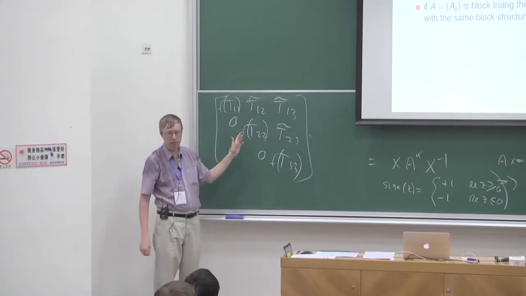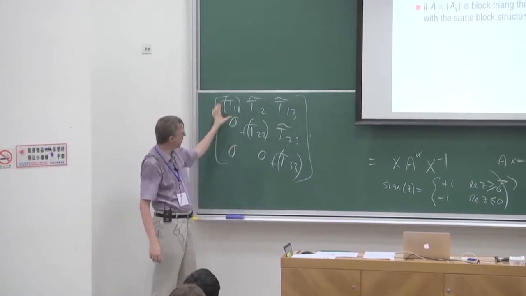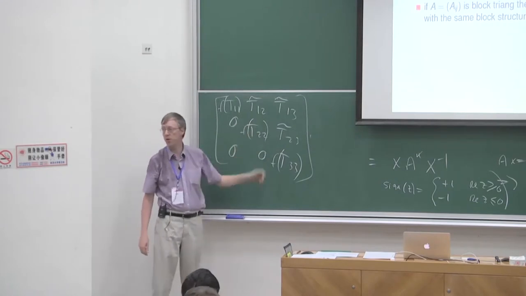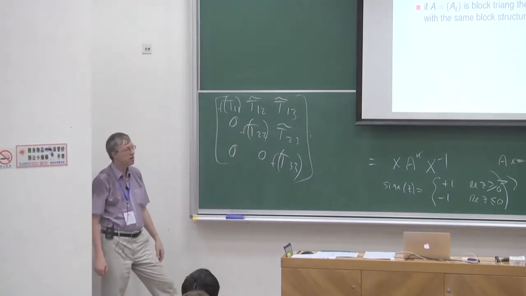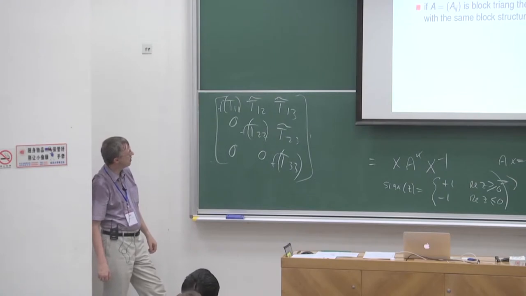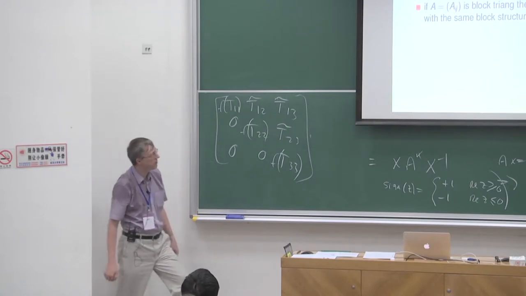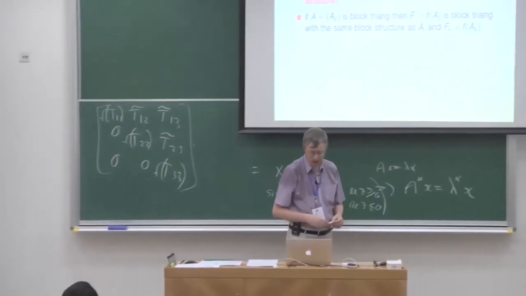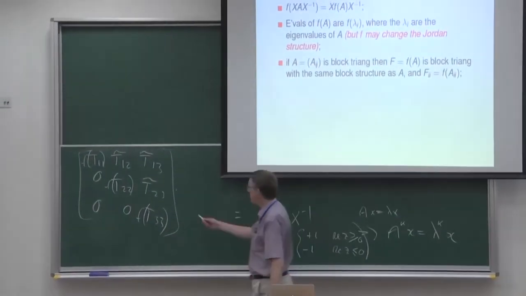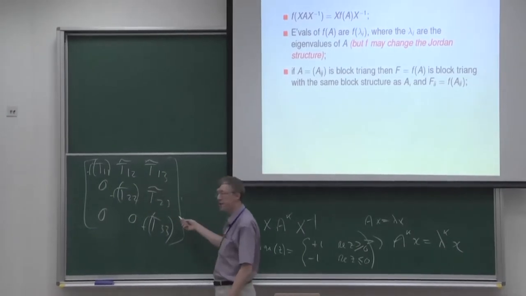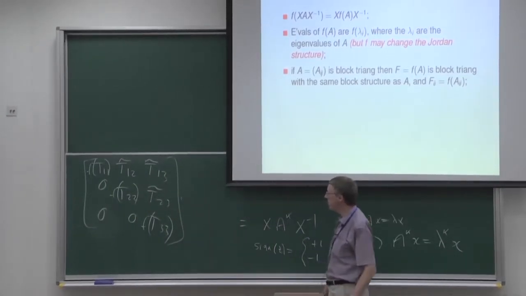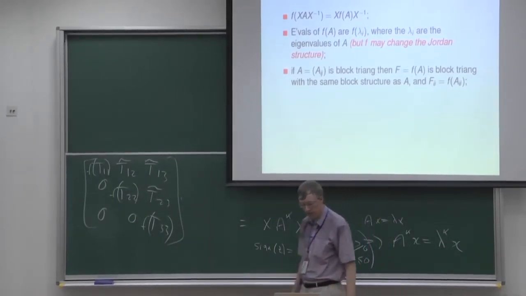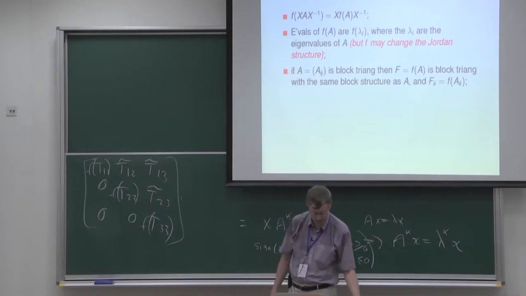That again is clear from the polynomial definition, because any polynomial of a block triangular matrix is still block triangular. So that triangular structure is preserved under forming powers of the matrix. Now what these off-diagonal blocks are is not so obvious. We'll come back to that in a moment. But the diagonal blocks are easy to get.